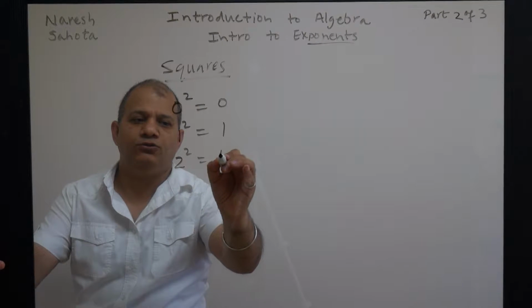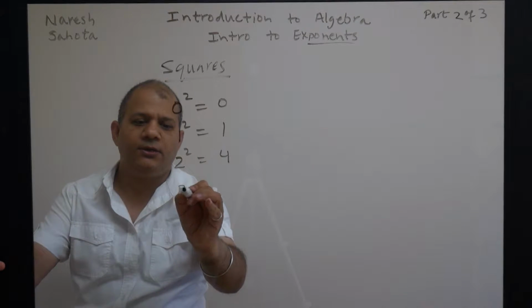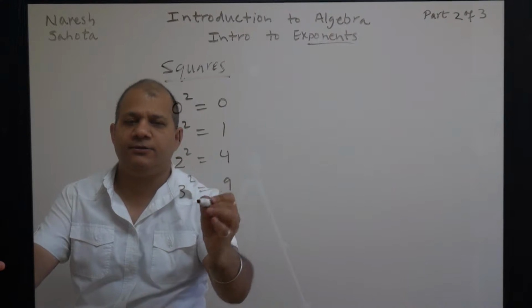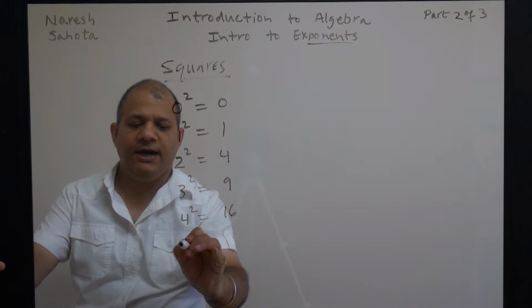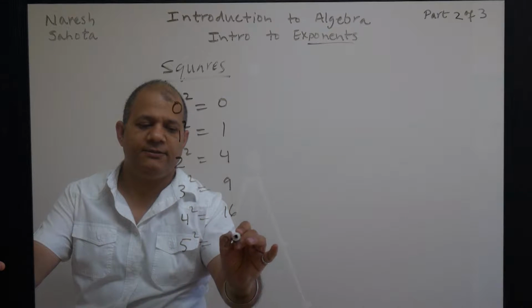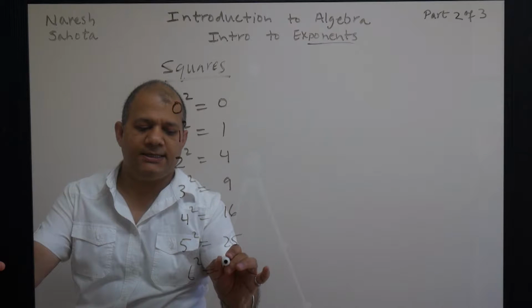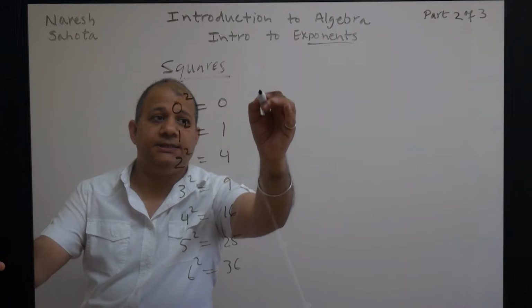Now 2 squared. 2 squared is 4, right? 2 times 2 is 4. 3 squared is 9. 3 times 3 is 9. 4 squared, 4 times 4 is 16. 5 squared, 5 times 5 is 25. 6 squared, that's 36. 6 times 6 is 36.